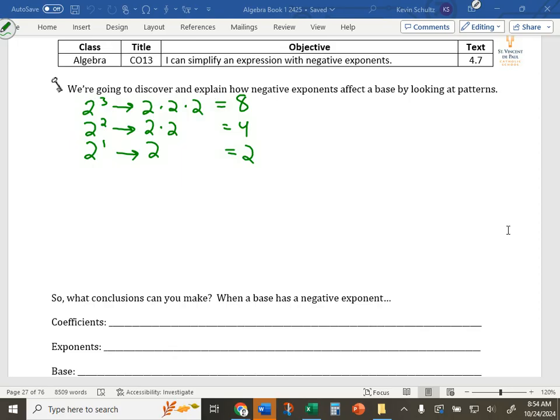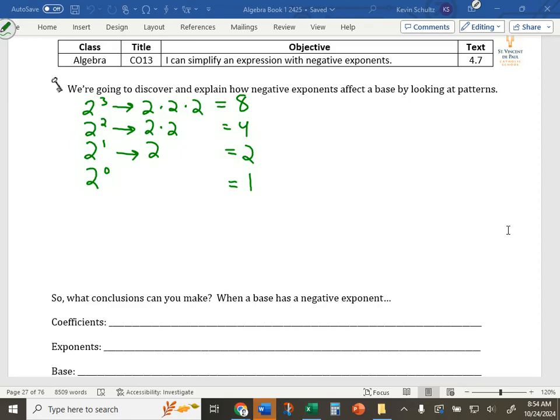If we continue with 0 powers, which we just talked about, there really is no expanded form for a 0 power. Does our rule hold? What is 2 to the 0 power equal? Claire? 1. Does our pattern hold? Yes. Right? So now we've got this pattern developing.